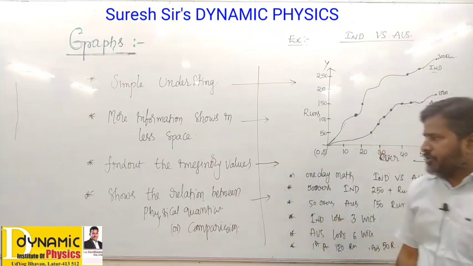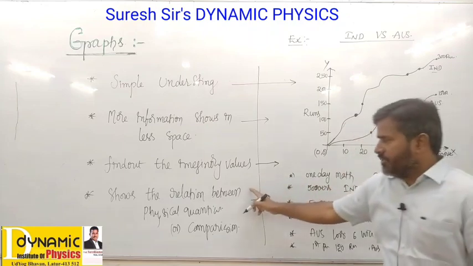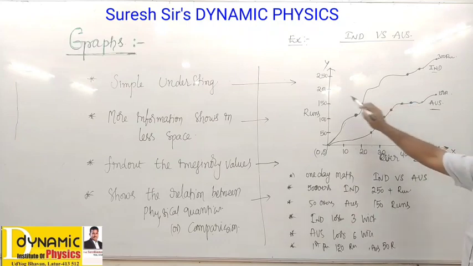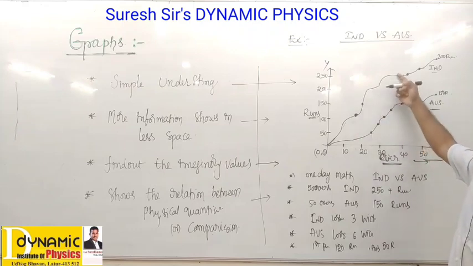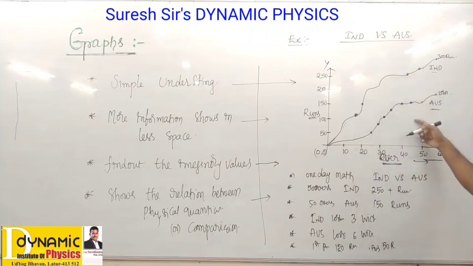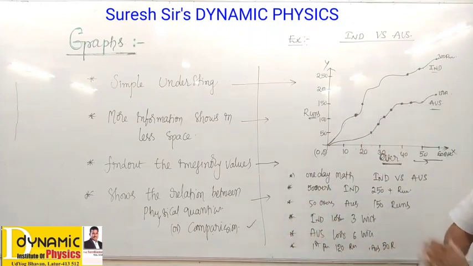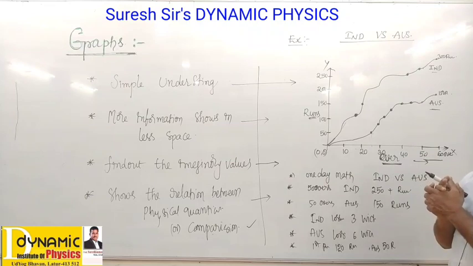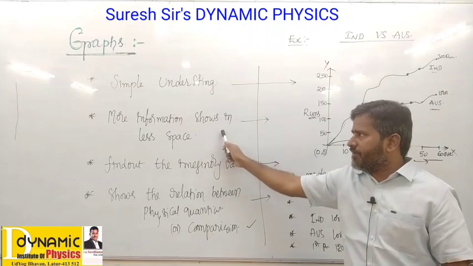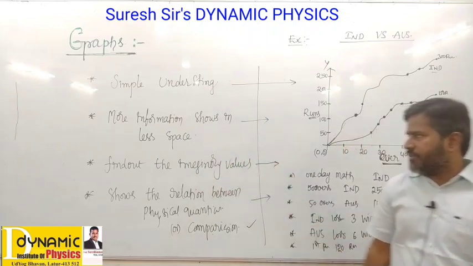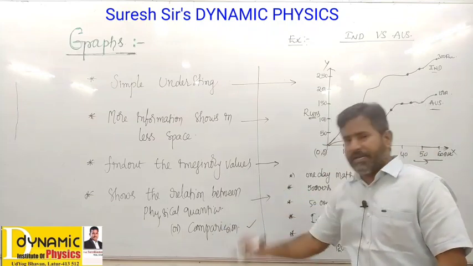And the fourth one is to show the relation between physical quantities, or any quantities. Here it shows the relation between runs and overs, and a comparison of the two countries' runs. This is the fourth use. So we observed easily: simple understanding, more information shown in less space, finding the imaginary values, and showing the relation between quantities and comparison.